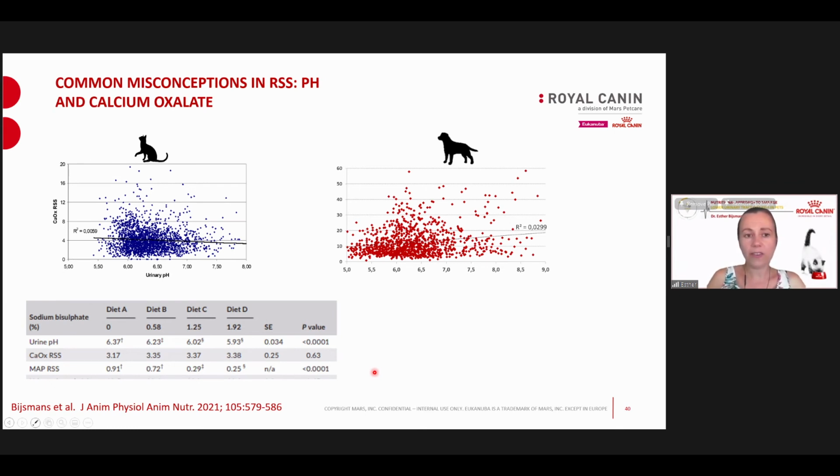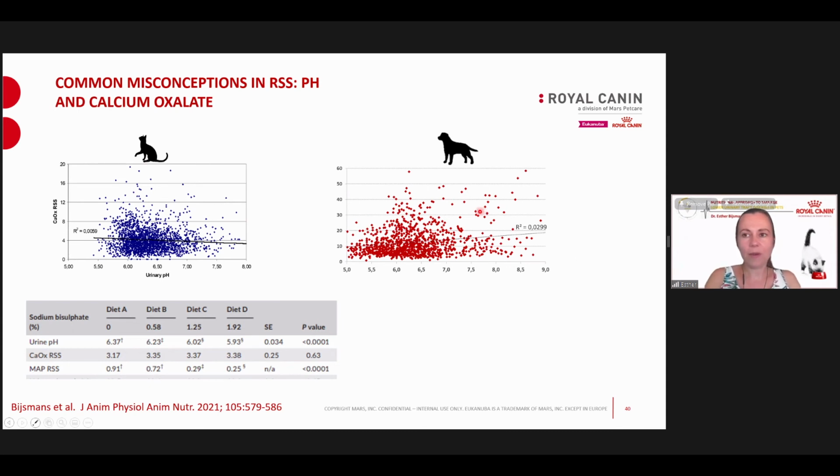Now, this is internal data from our kennel and cattery, so I'm sharing this with you now, but obviously it's not data that we have broadly shared with the rest of the field, so consider yourselves lucky. But what you can see here is the calcium oxalate RSS values plotted against the urinary pH for over 1,600 different samples. You can see that there's absolutely no correlation between the urinary pH and the calcium oxalate RSS value in neither cats nor dogs.